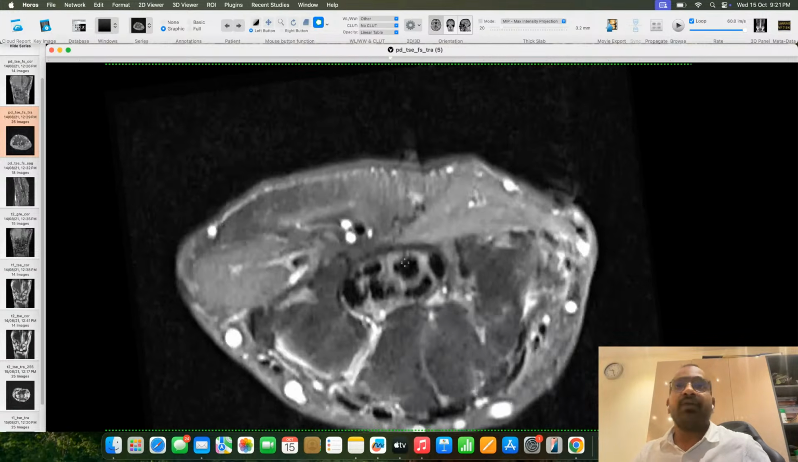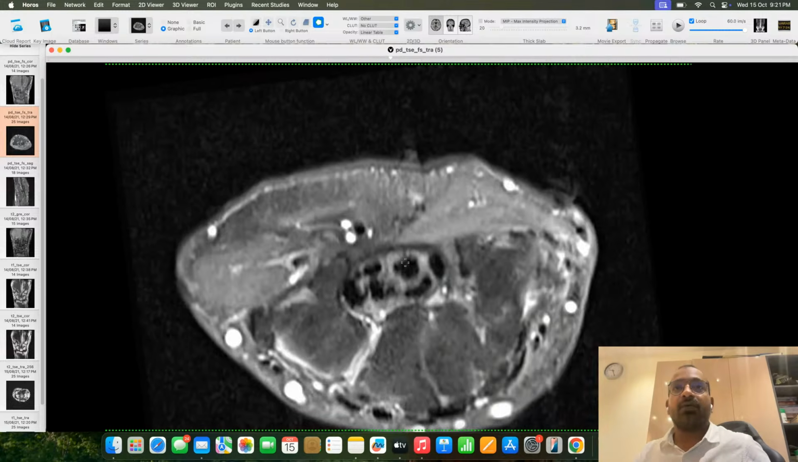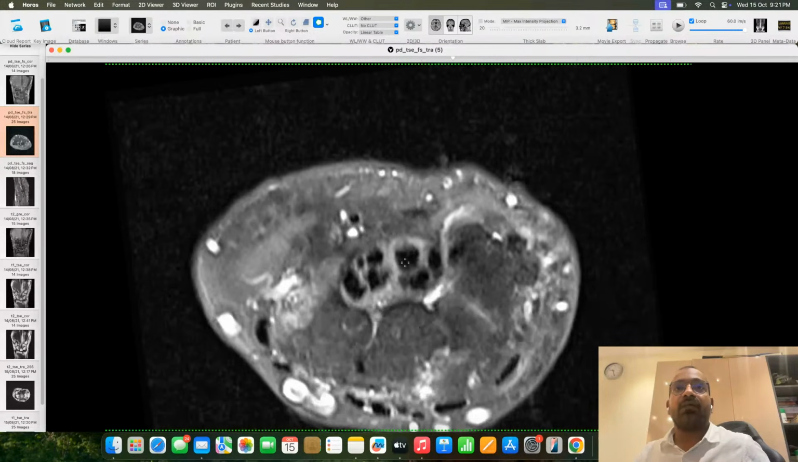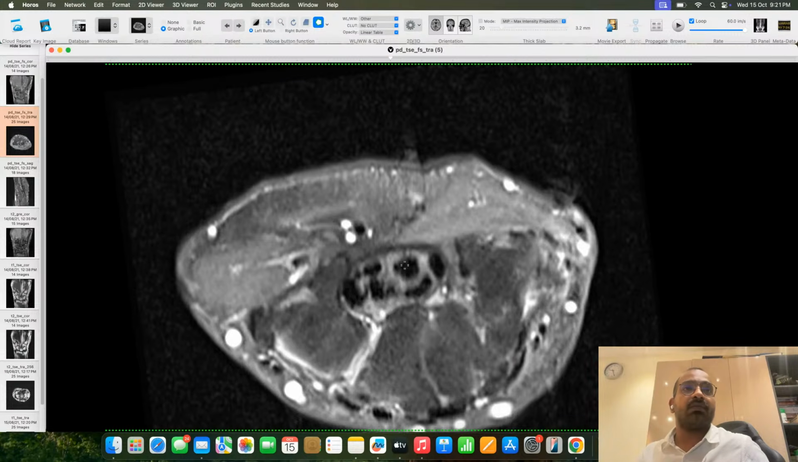outlet. So at the outlet, where exactly do I measure? I measure at the level of the hook of hamate. So if I go down, if you see, yeah, this is the hook of hamate. At this level, I need to measure the median nerve again.